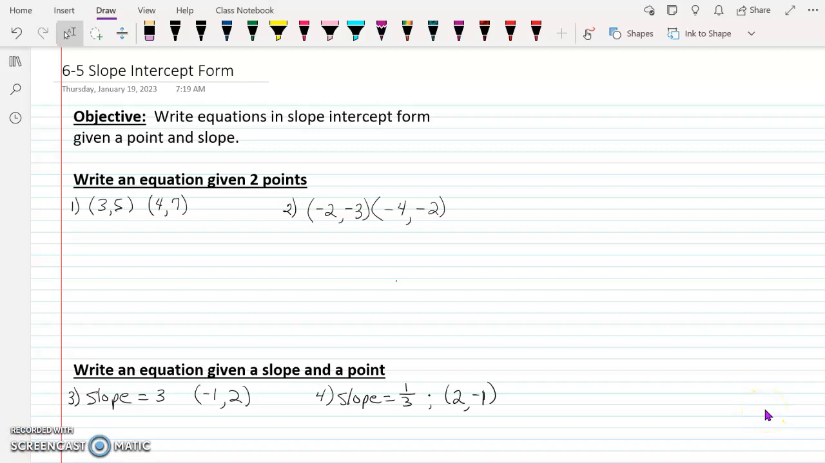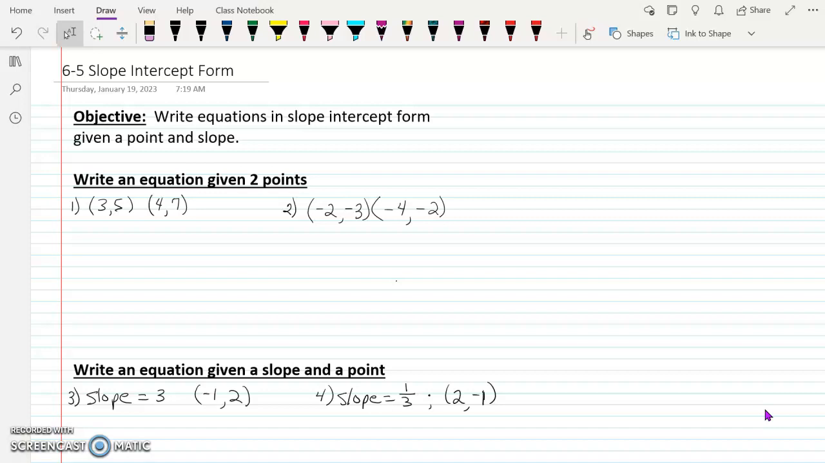In this lesson, we are going to take a look at writing equations in slope-intercept form when we're given 2 points, a slope and a point, and then we're also going to take a look at horizontal and vertical lines. So let's go ahead and jump right in.